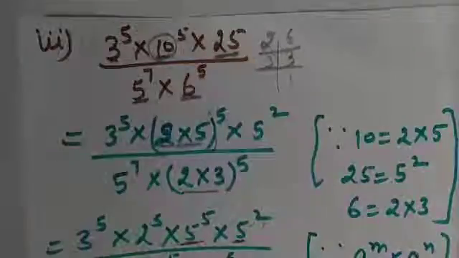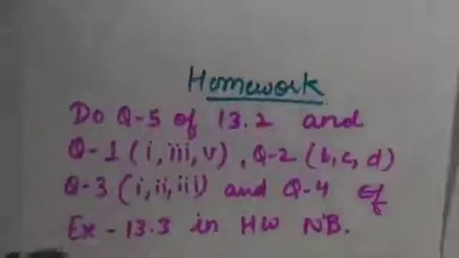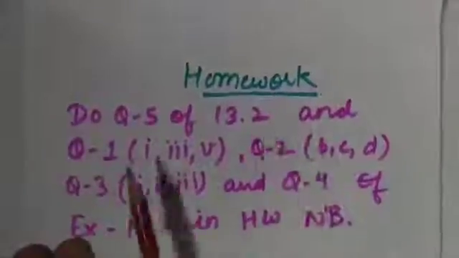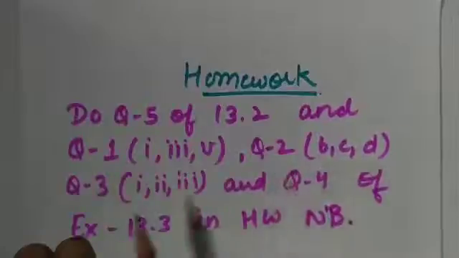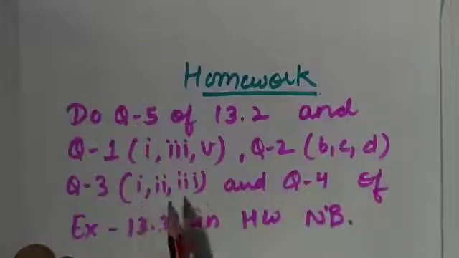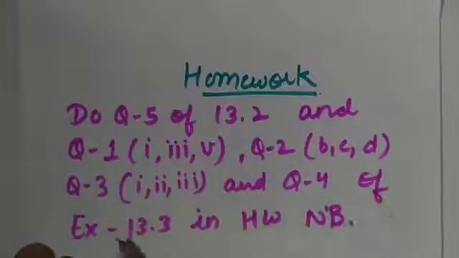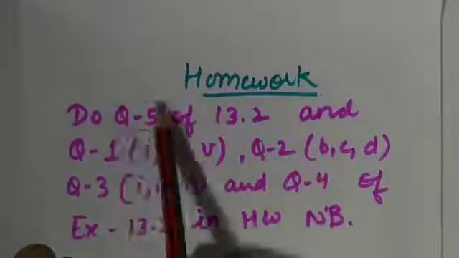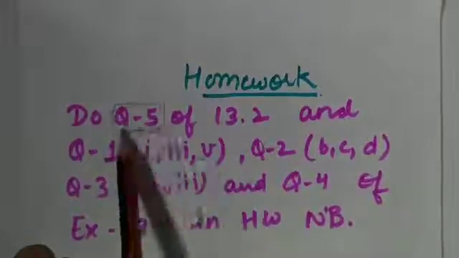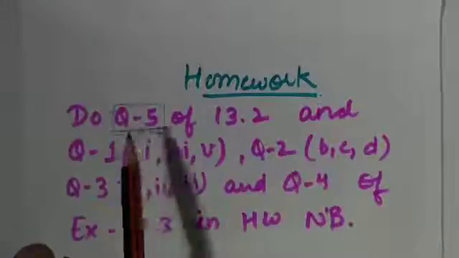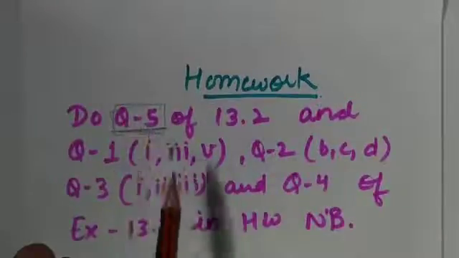Now come to the homework. Your homework is to do question number 5 of this exercise, and question number 1 these parts, question number 2 B, C, D parts, question number 3 first, second, third parts, and question number 4 of exercise 13.3 in your homework notebook. Okay, you have to do the correction. I have given question number 5 in your classwork notebook. Now you have to do question number 5 in your homework notebook. You have to do them correctly.